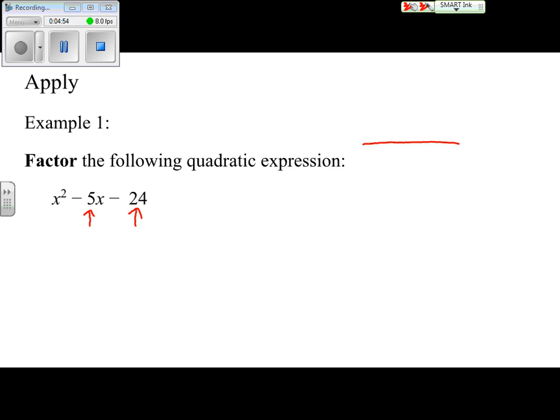And if we go through our steps of factoring a quadratic, the first thing is we look at this c term and we have a negative 24. Remember to keep that minus sign with the 24. So minus 24 is the number that we're going to try to factor first.